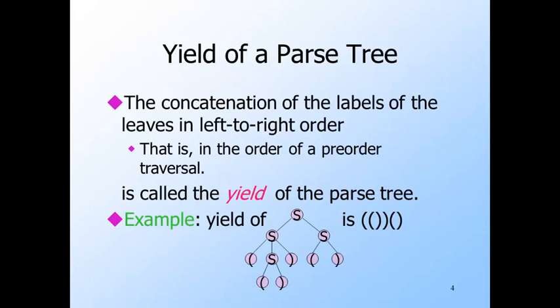The yield of a parse tree is the string of labels of the leaves from the left. This order of leaves is the order you visit them in during a pre-order traversal. The path would look something like this. That's a pre-order traversal path, which goes around the tree counterclockwise. The order in which you visit the leaves is the order in which their labels appear in the yield. So here the yield is left paren, right paren, right paren, left paren, right paren. That's what we said here.